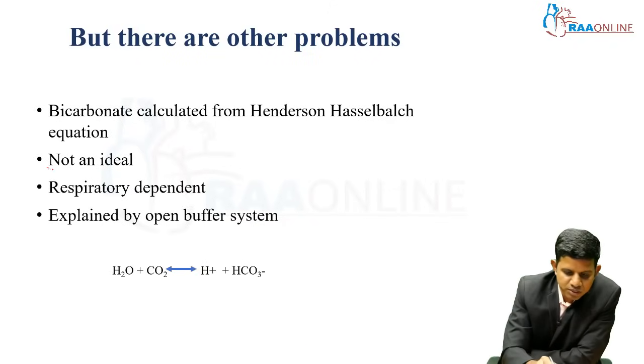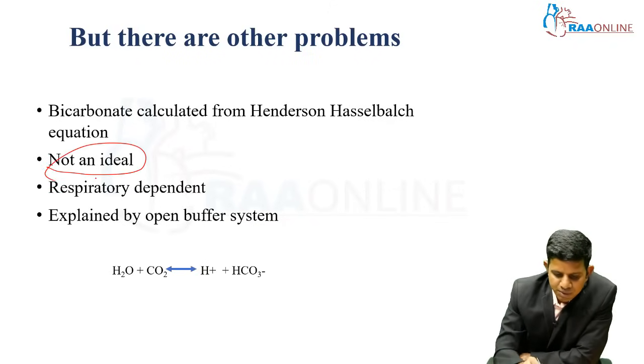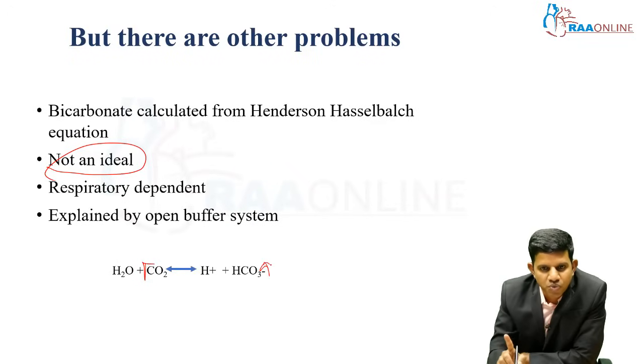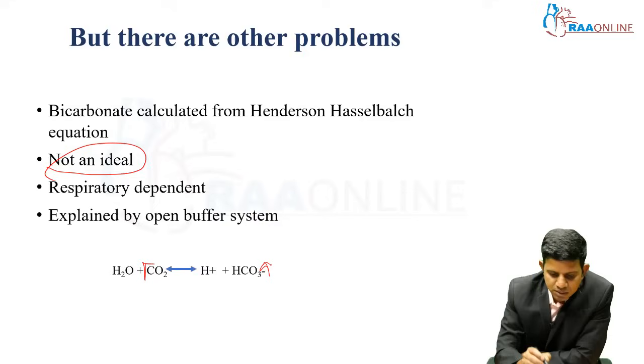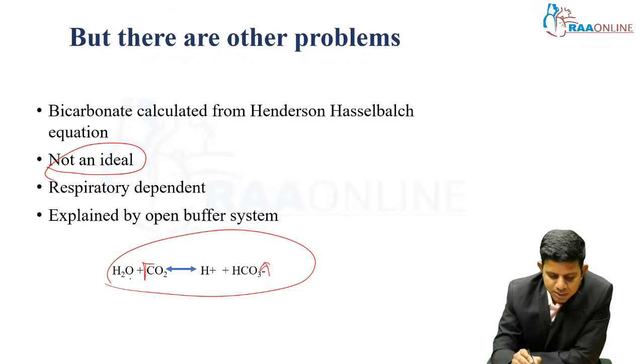but it is not an ideal one. Why is it not ideal? Every time I increase the PCO2, it also increases the bicarbonate. It is not only dependent on the metabolic component, it is also dependent on my PCO2 level. This reaction is our Henderson-Hasselbalch equation. This is the bicarbonate buffer system.